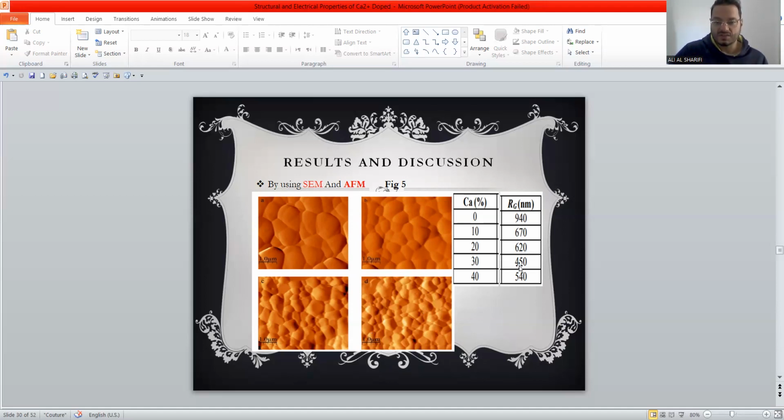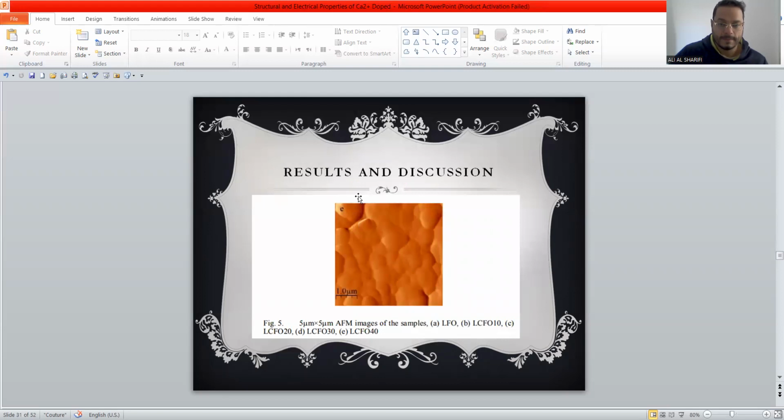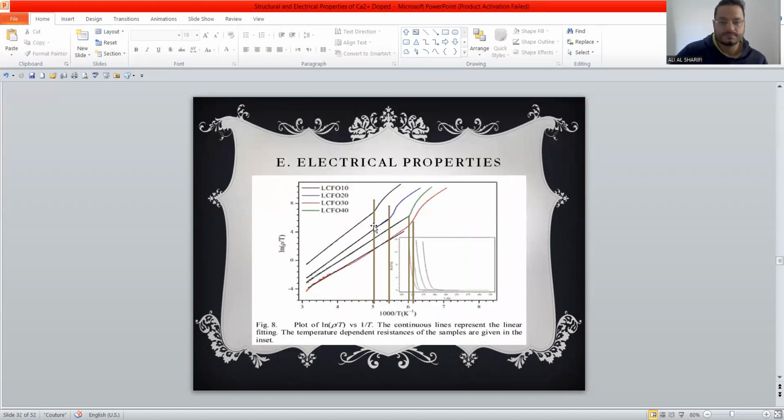But here at the last we have a little bit of change, from 450 to 540 in this image. The grain size will increase a little bit like that. Here, this is important, we have an image explaining the relation between resistivity divided by temperature on the y-axis, and at the x-axis the reverse of temperature.